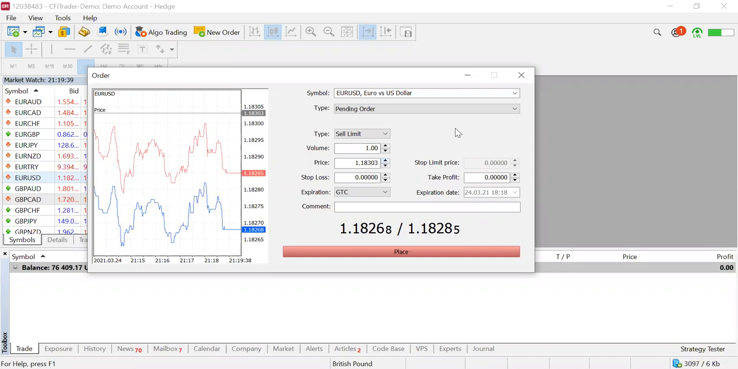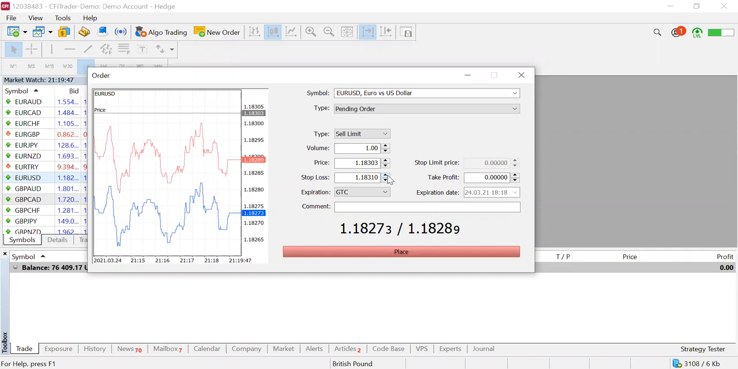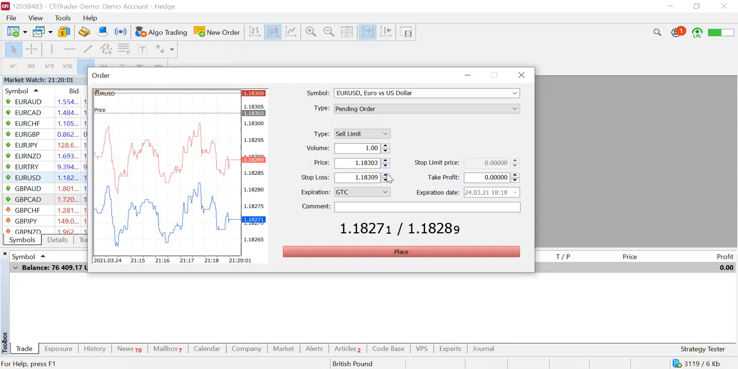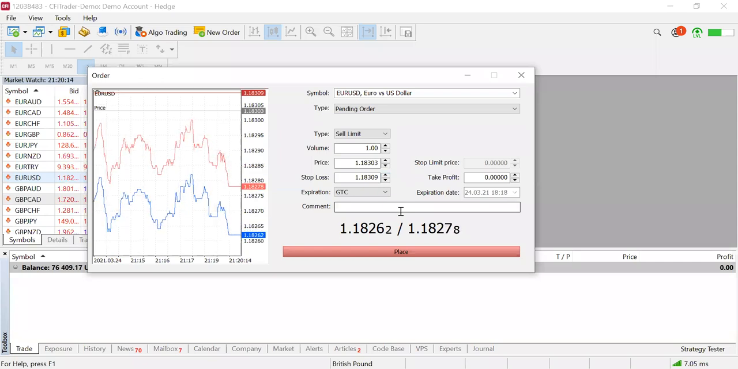Just in this case, make sure it is above the current market price. And then you also want to put your stop loss. The stop loss just has to be above the sell limit order, okay? Because if you put it below, you can see here, you won't be able to place the order. It will also be up to you how much you are looking to risk for that particular position, just the same as before with the market order type. Once you're happy with that, you just click place, and it will show the order placed in your toolbox, okay?